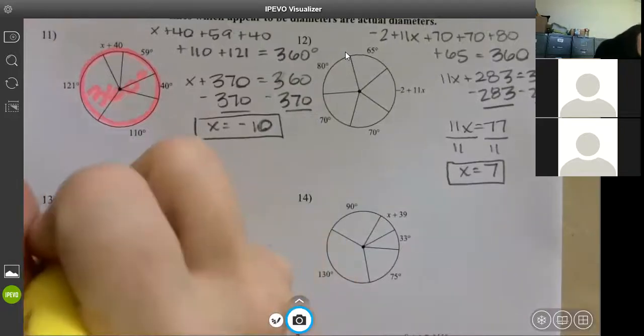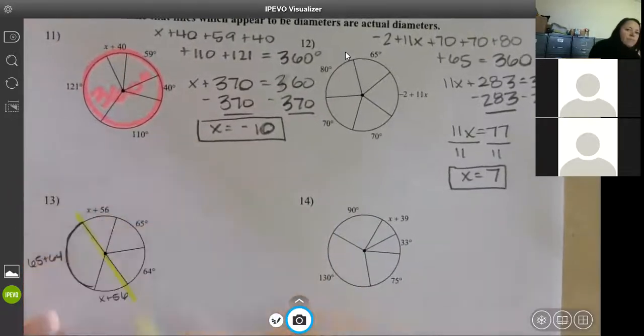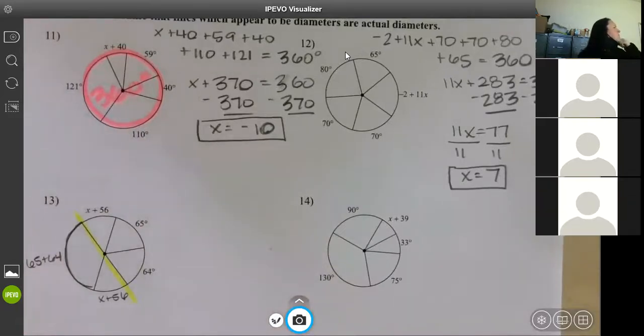Or what is this thing right here? What is that? What do you think it is? Zoomers, you can answer too. 180. What is this? Diameter. Y'all don't know what that line is in the middle of the circle? Stretches all the way across. It's a diameter, right?